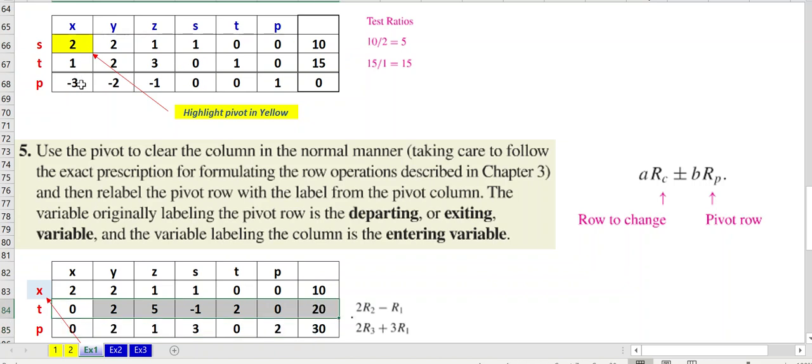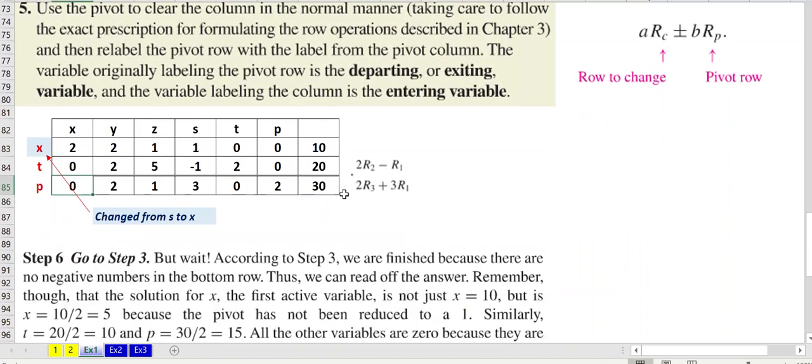Now, to change a -3 into a 0 using the pivot, we're going to use multiples. We know that 2 times 3 is 6. So if I take 2 times the -3, I get a -6. Plus 3 times 2 would be 6, and a -6 plus 6 would be 0. So here's the row operation: 2 times row 3 plus 3 times row 1 would give me a 0. And then you apply that to the entire row, and you've got your next table, or tableau.